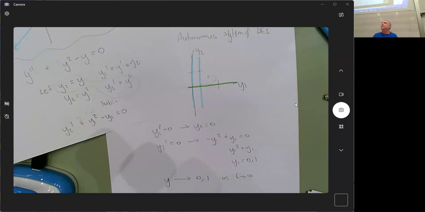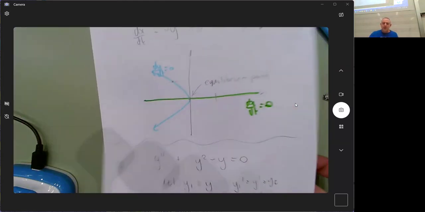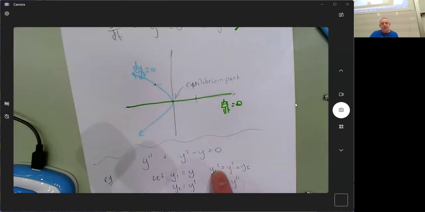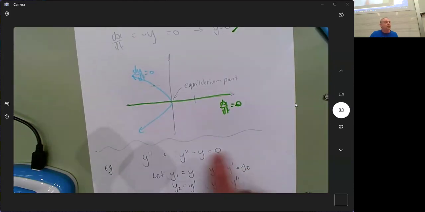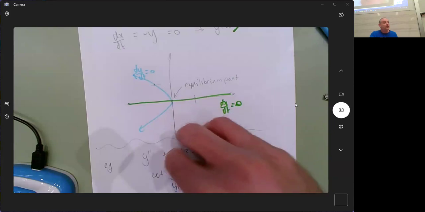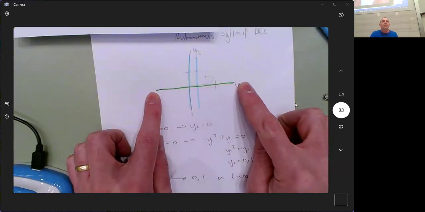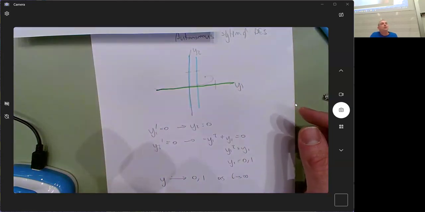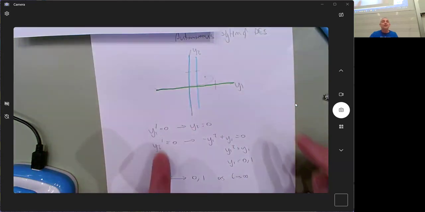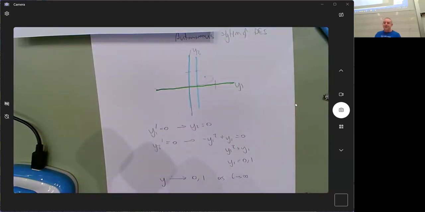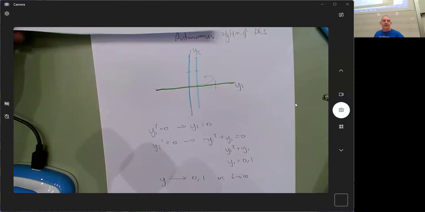Can I make myself like it more? Well, I guess if you do this system, one of the equations is always Y1 dash equals Y2. Always, if you start with something like this. And so your equilibrium points will always be on the Y1 axis. That makes me feel a little better because that makes it like a phase line. Okay, that's good enough for me.